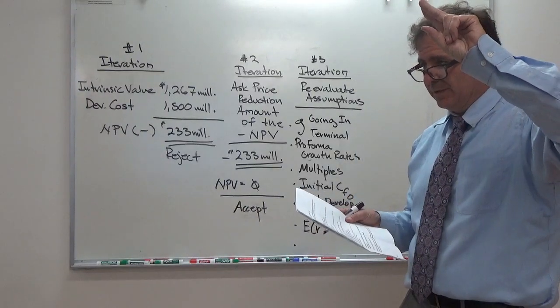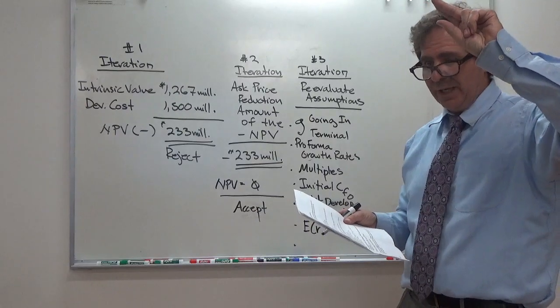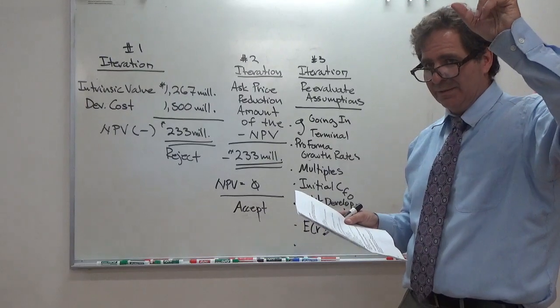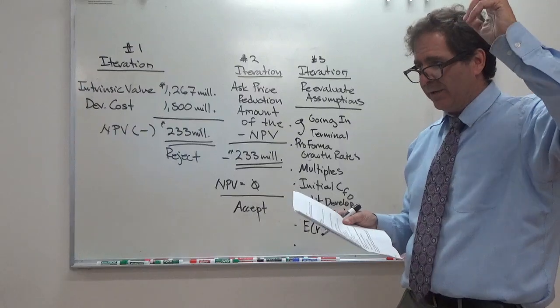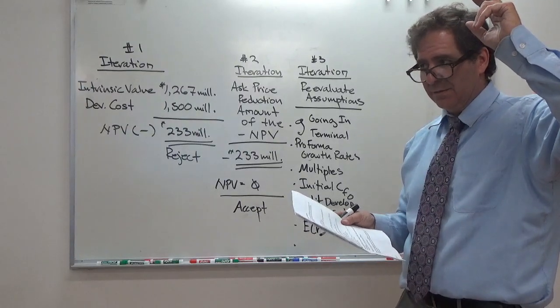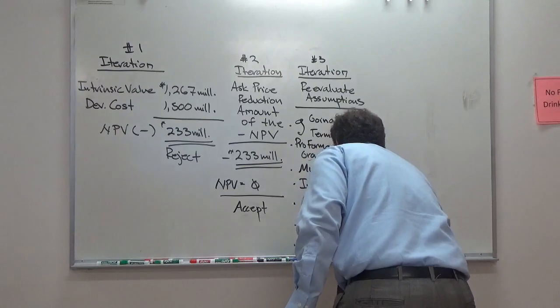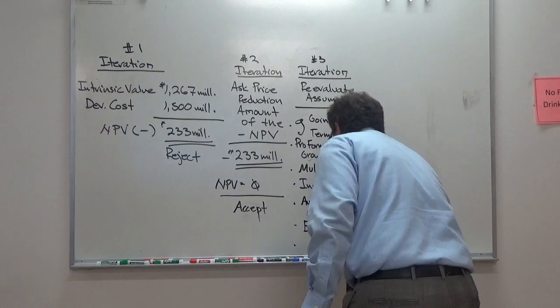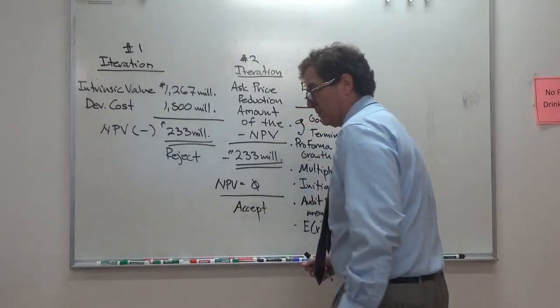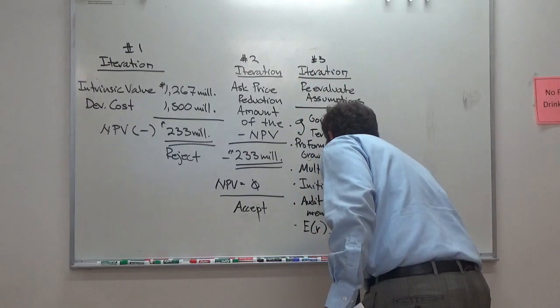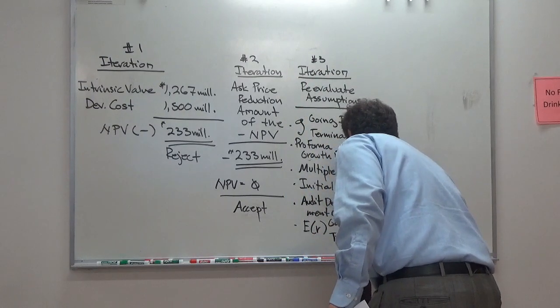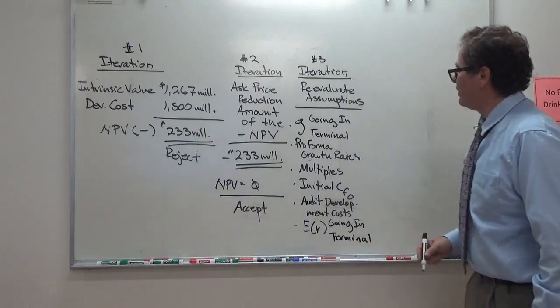What are we using? 11%. Yeah, and that's the expected rate of return. Is that the going in or the terminal? It's going in. Got it. And what's the other one? We've got the terminal. Got it. No, that's for the growth rate.